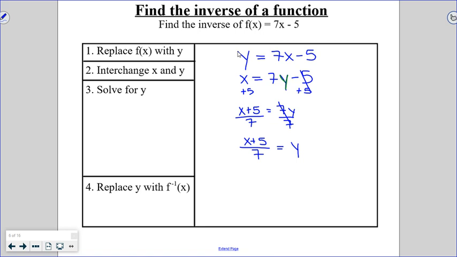And then the last thing to just indicate our answer that we are looking at the inverse of our original function is I will replace y with the inverse symbol. F inverse, and that's just rewriting this. Questions?